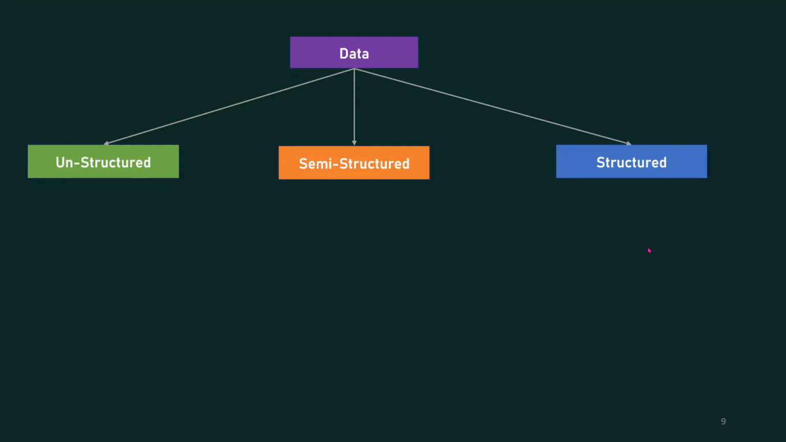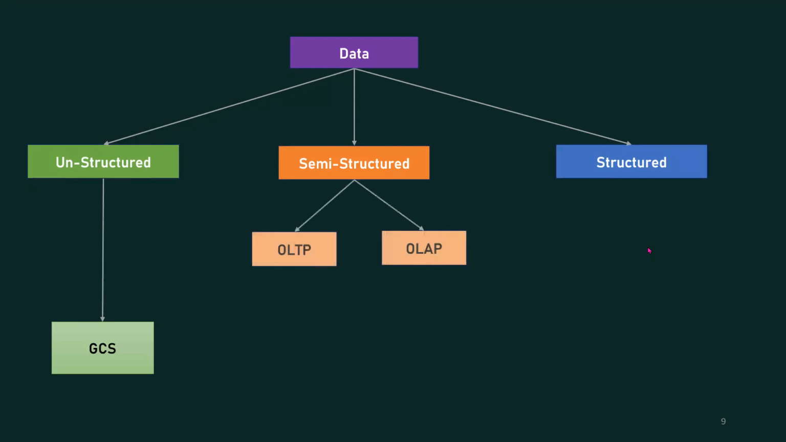Unstructured means no structure to the data. Semi-structured means some amount of structure is there in your data. Structured means tabular data, which has a schema assigned properly. So: unstructured, semi-structured, and structured. If you want to work with unstructured data, you have Google Cloud Storage. If you want to work with semi-structured data, you have an OLTP system and an OLAP system.